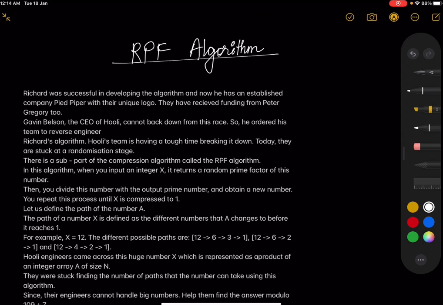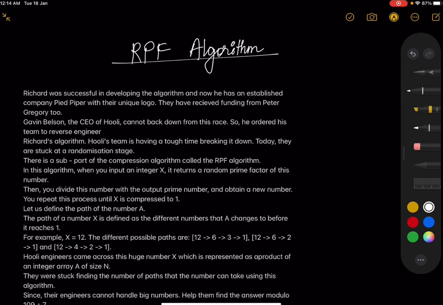Okay, let us define the path of a number x. The path of a number x is defined as the different numbers that x changes to before it reaches 1. For example, if x is equal to 12, the different possible paths are 12 to 6 to 3 to 1, or 12 to 6 to 2 to 1, or 12 to 4 to 2 to 1.